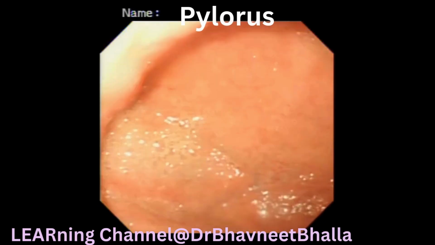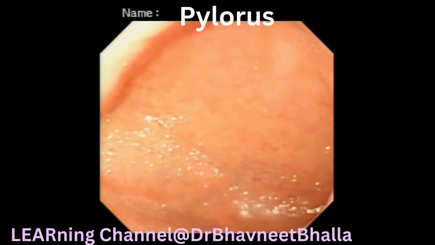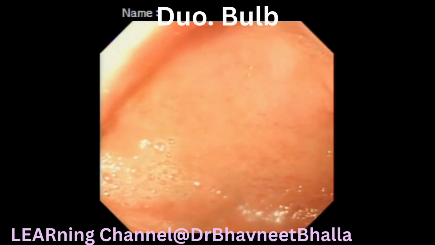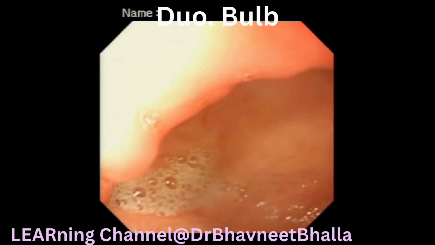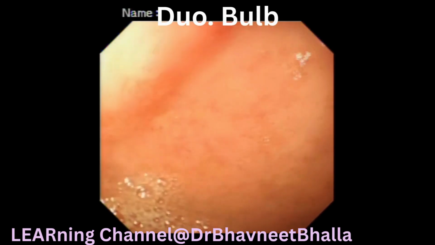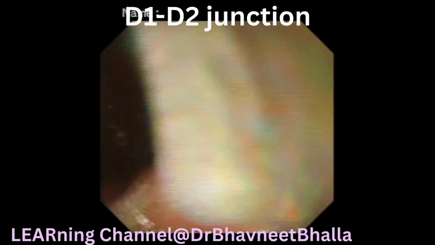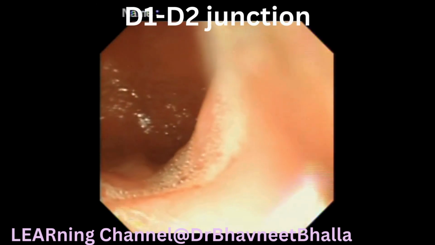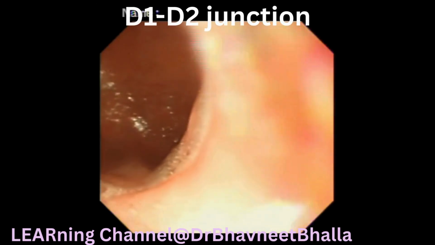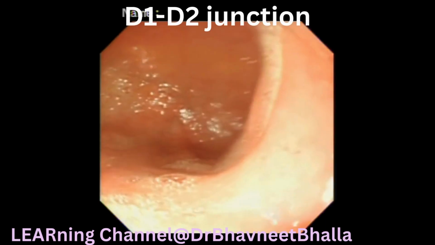Gently negotiate the pylorus to enter into the first part of the duodenum. First part of duodenum, also known as the duodenal bulb, is a small space, and continues into second part of duodenum beyond the superior duodenal angle, which is seen as a blind turn at D1-D2 junction.